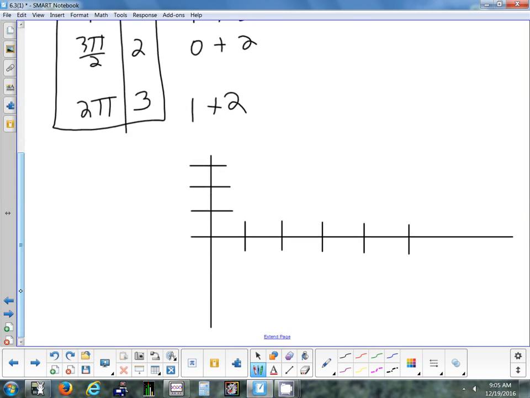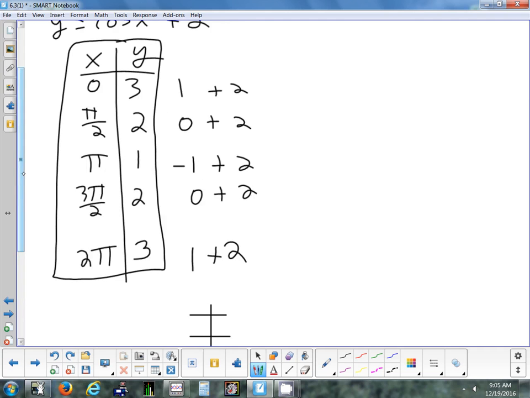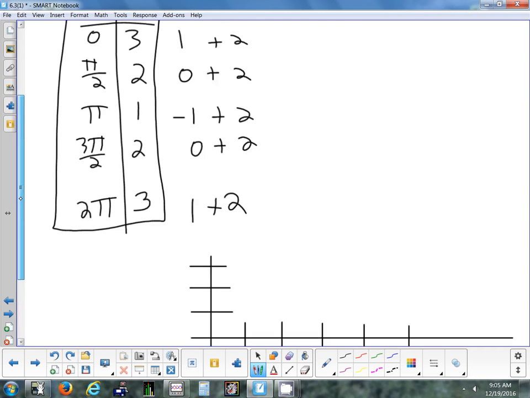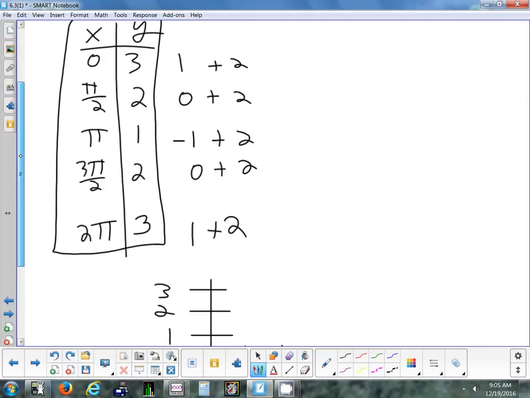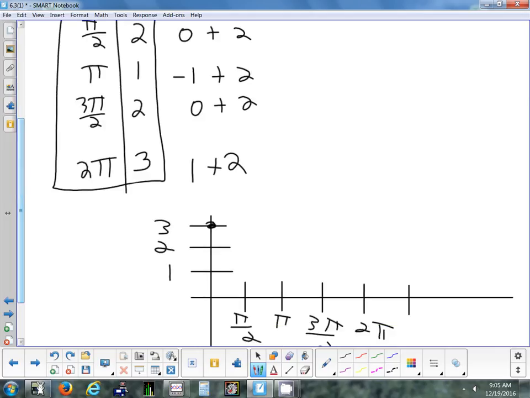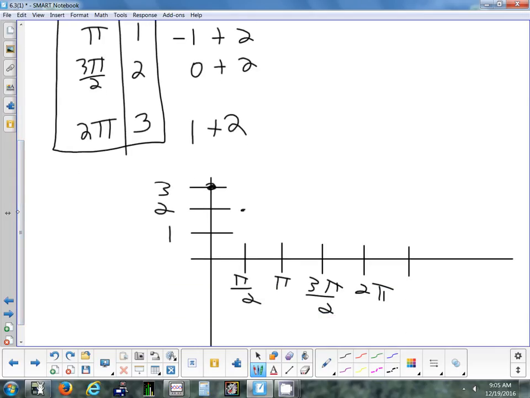I'm going to label my x-axis like this. Just pick values that are equally spaced, and it's pretty easy if you just pick the values that are in your table. Right, and I'm going to go by ones. 1, 2, 3 on the y-axis. So we've got 0, 3. Pi over 2, we're at 2. Pi, we're at 1. 3 pi over 2, back to 2, and 2 pi, back at 3.